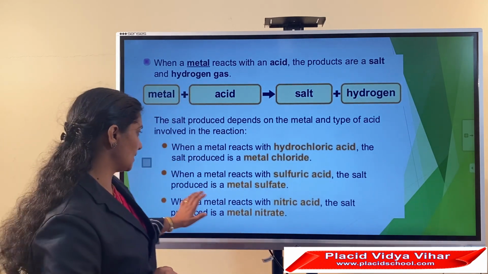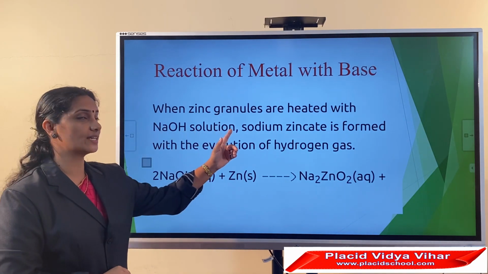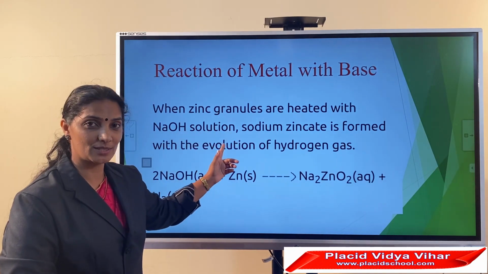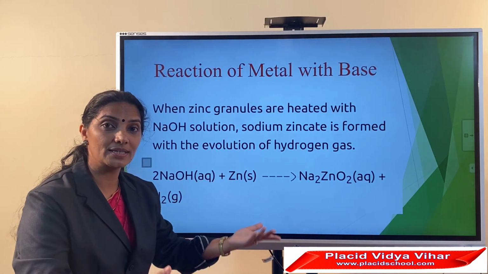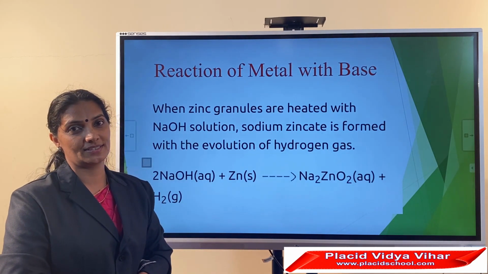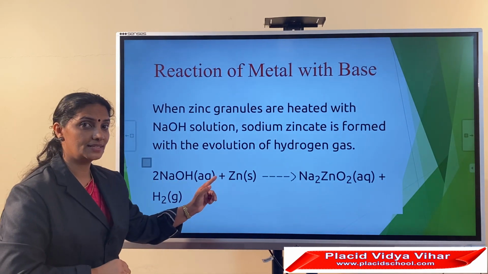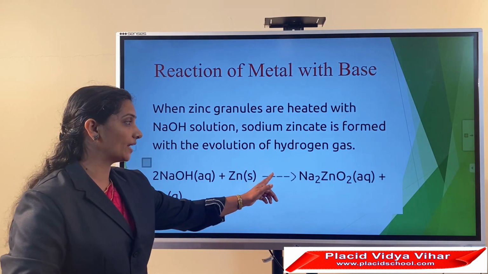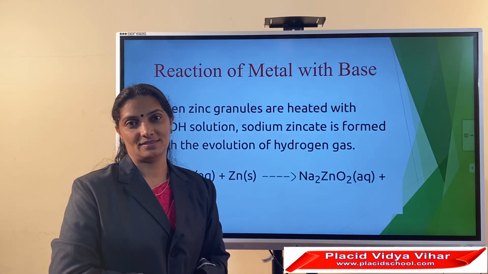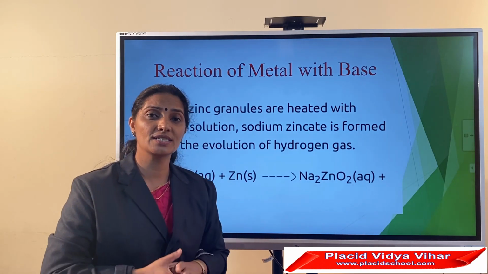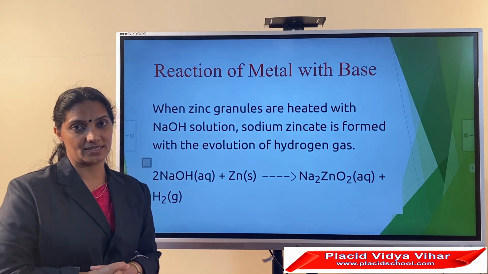Let's see one example. See, when zinc granules are heated with sodium hydroxide solution, sodium zincate is formed along with the liberation of hydrogen gas. What is the equation? NaOH plus Zn gives Na2ZnO2 plus hydrogen. Only a few reactions occur in the case of reaction between metals and bases.